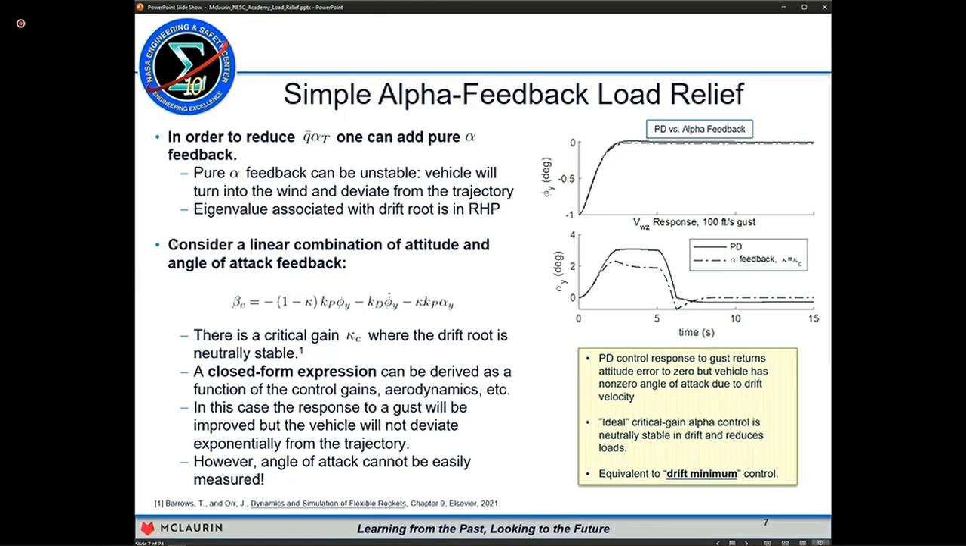So what we can do is, essentially the next simplest approach, use a linear combination of attitude and angle of attack feedback. We take some of the attitude gain away, so we have this 1 minus kappa gain, and we add it back as alpha gain, and then we can just adjust this gain kappa between 0 and 1. If it's equal to 0, we've got pure PD control, and if it's equal to 1, we've got pure alpha feedback control.